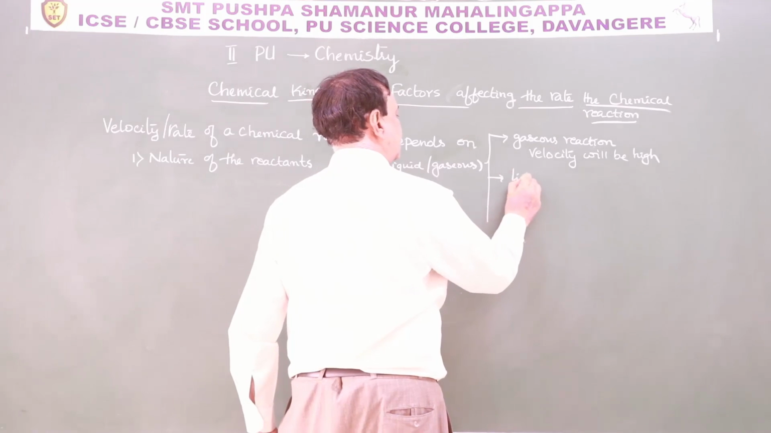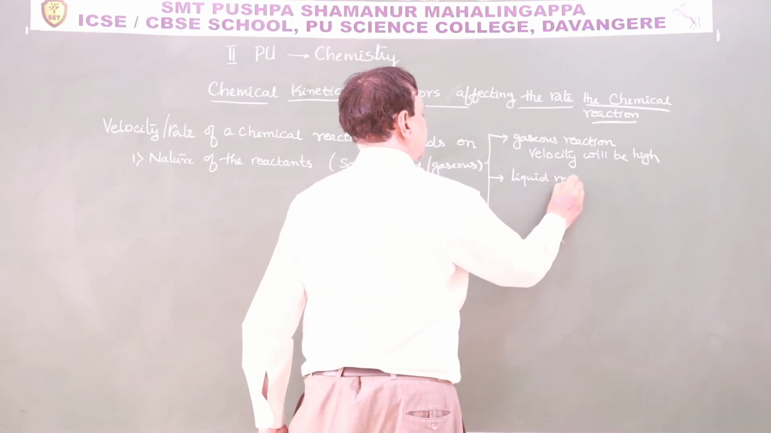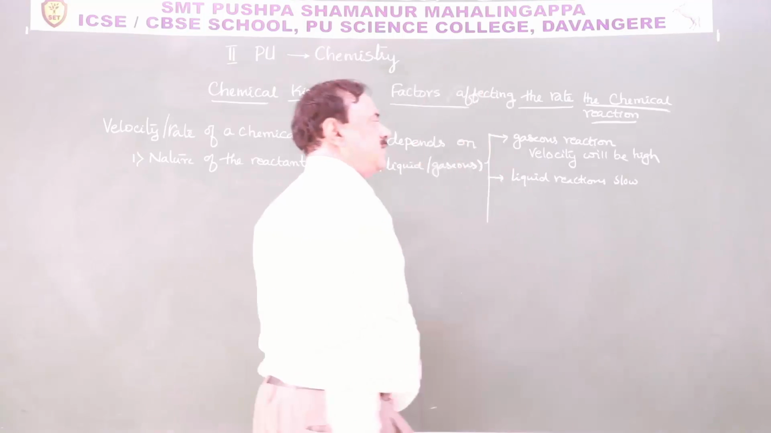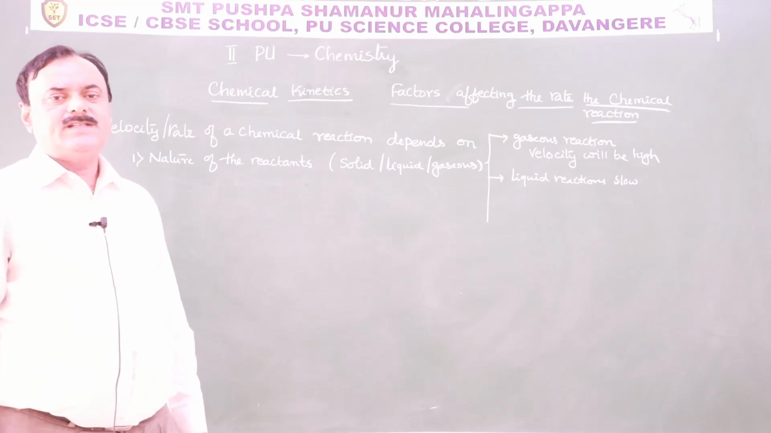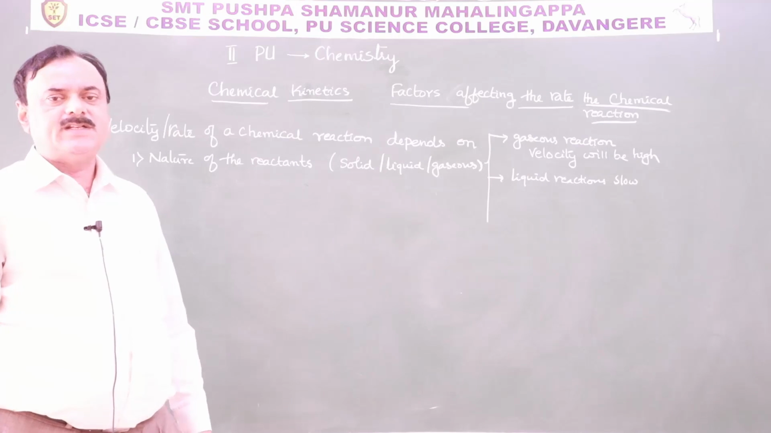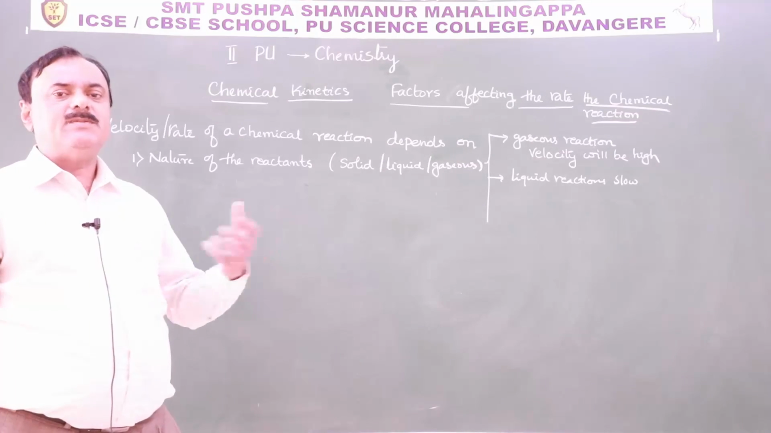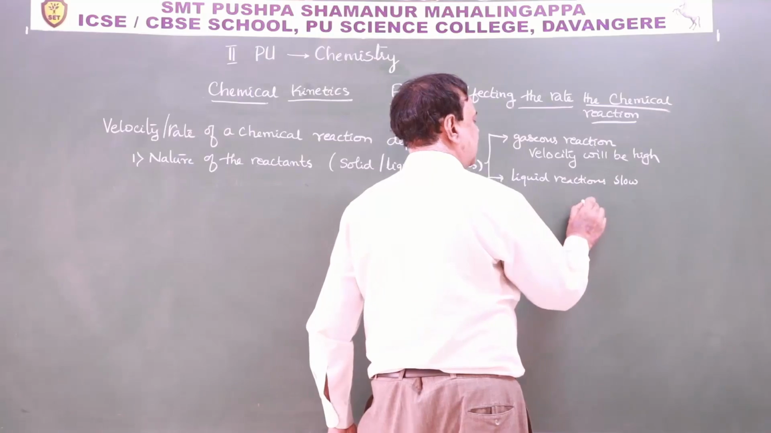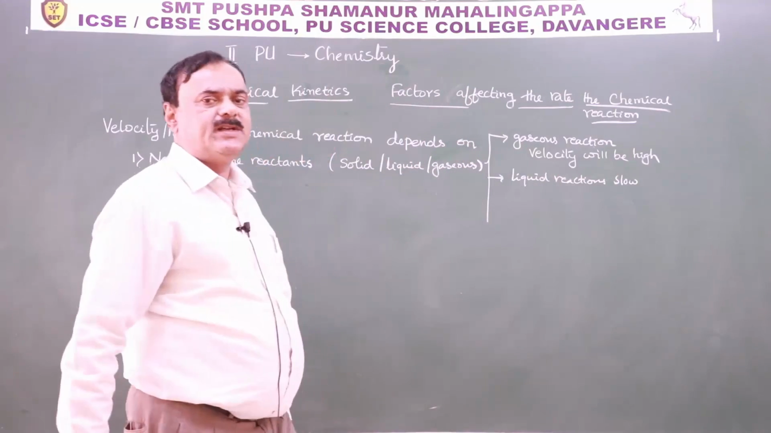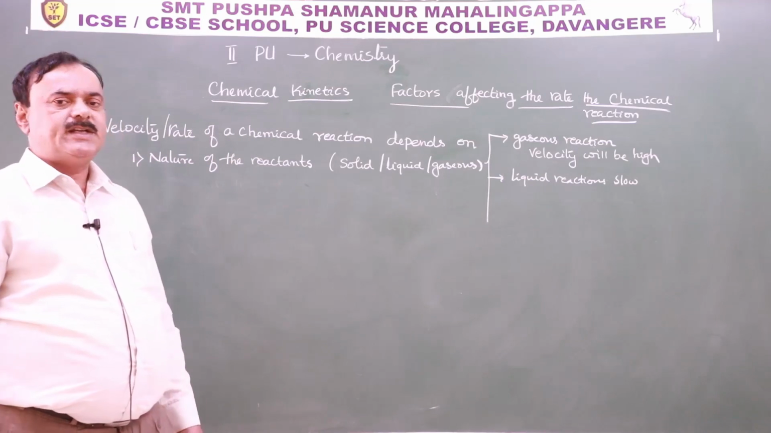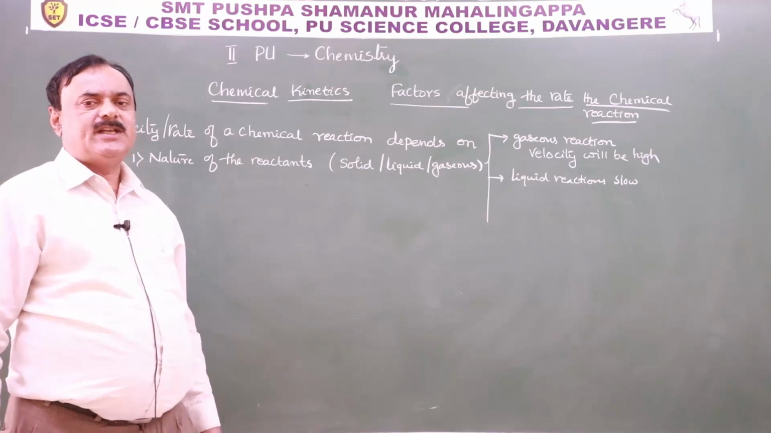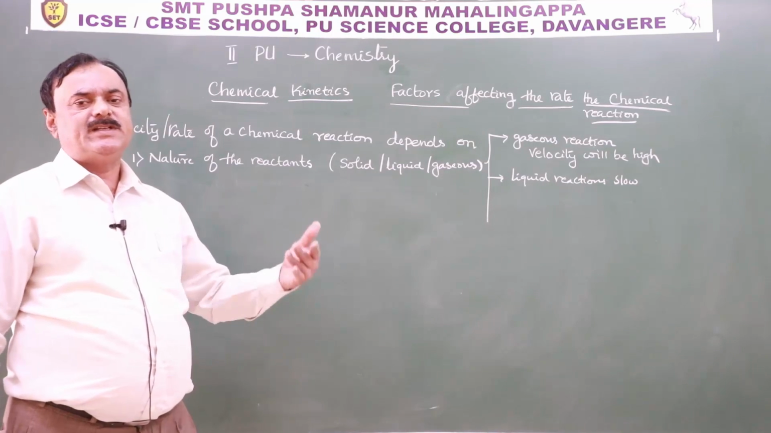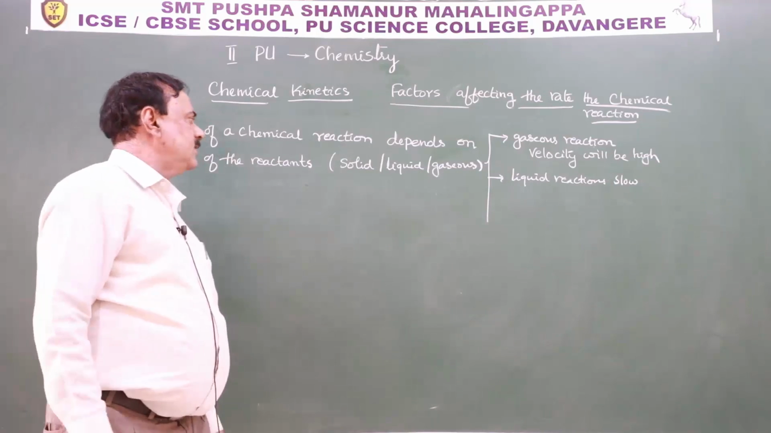For liquid reactions, the velocity is slow. Reason: gaseous reacting molecules possess a higher amount of kinetic energy because their velocity is very high. When the velocity of the molecules increases, the momentum increases. When the momentum increases, the kinetic energy increases. Therefore, for gaseous reacting molecules, the velocity will be higher compared to liquid reactions and solid reactions.